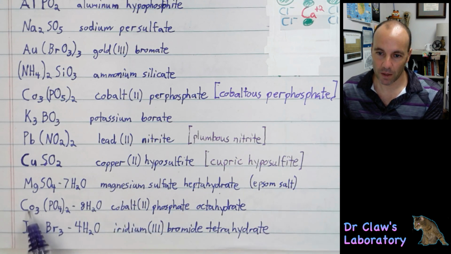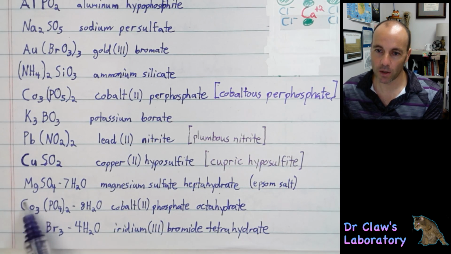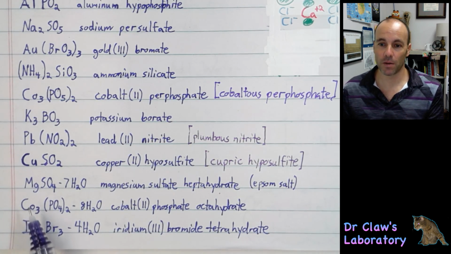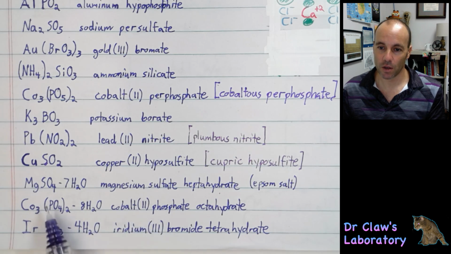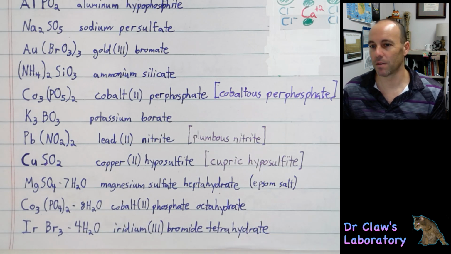And then right here, this is cobalt. That's the cobalt 2 ion. Cobalt is one of those variable charged metals, so you have to indicate the charge. So this is the cobalt plus 2, and this is the phosphate minus 3, of course. And so that's a total of plus 6 to balance minus 6, so it does balance. So the name of this is cobalt 2 phosphate octahydrate.